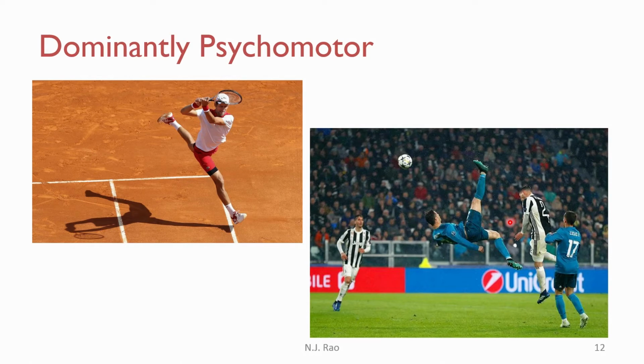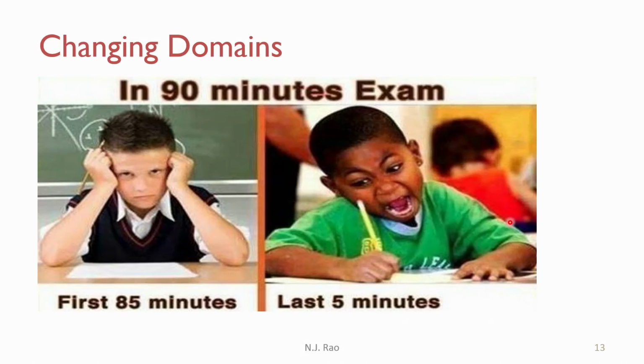Sometimes, in a given experience, you will go through various domains in a limited period. For example, in a 90-minute exam, maybe for the first 85 minutes you are dominantly cognitive, but then the last 5 minutes can be quite emotional and go into the affective domain if you are not happy with what you were doing earlier. Okay. So, you can have changing domains also.